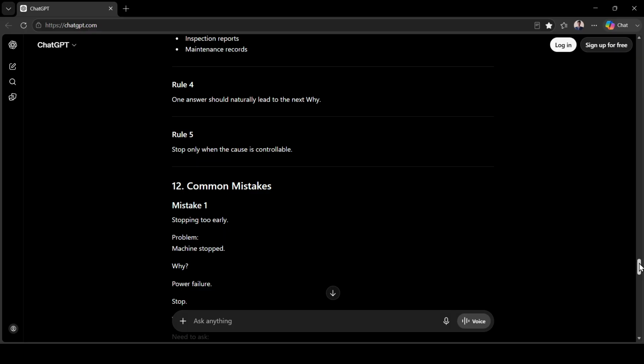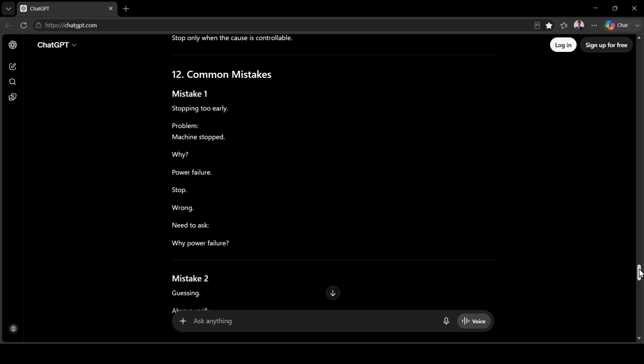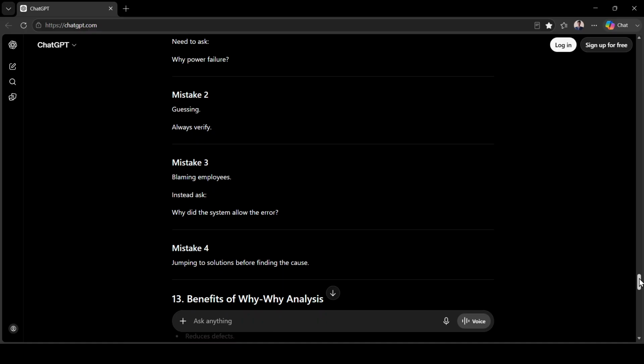Then common mistakes of why analysis. Mistake 1, stopping too early. Problem: machine stop. Then why? Power failure. Stopping there is wrong. Need to ask why power failure. Then mistake 2, guessing. Answer: always verify.